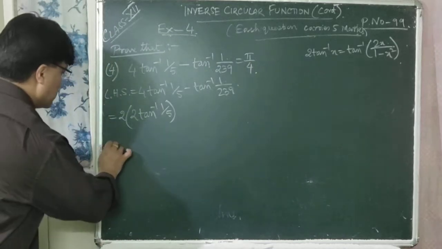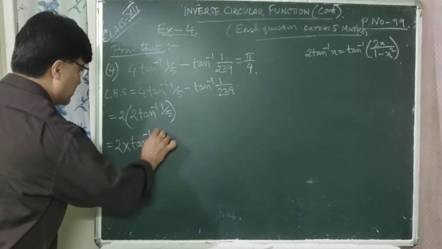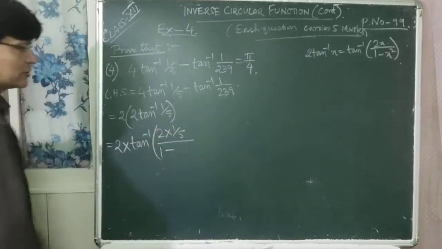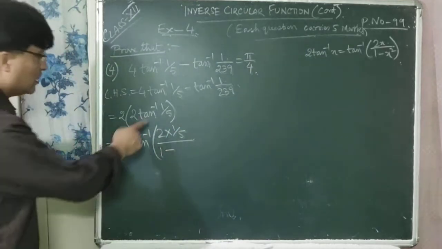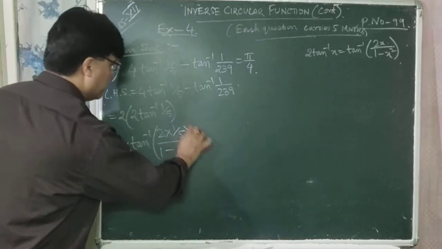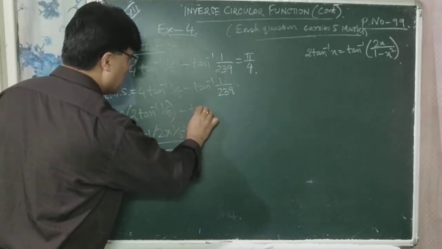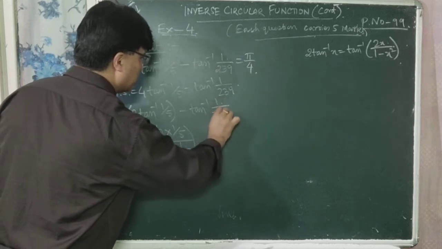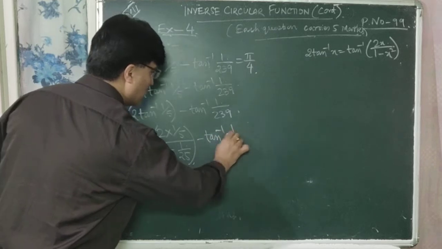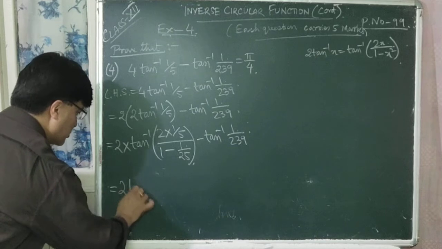Right. So it is equal to 2 into, now let us write down the formula. It is tan inverse 2 into, what is x? 1 by 5 divided by 1 minus, what is x square here? It is 1 by 5 whole square, which is 1 by 25. Is that clear? So you have to write down the second term also. Second term remains same. Minus tan inverse 1 upon, this is your 239, right? Is equal to 2 tan inverse.